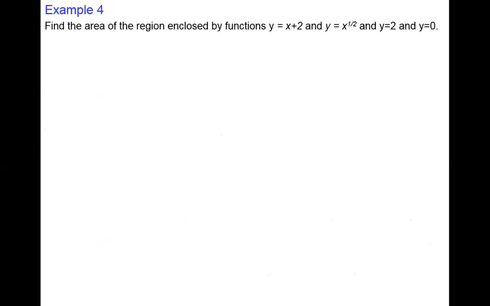Okay. Find the area of the region enclosed by the function y equals x plus 2, just the line, and then y equals, actually, root x. X to the 1/2 is the square root of x. And now we do have y equals 2, the horizontal line, and y equals 0, another horizontal line, which is the x-axis.